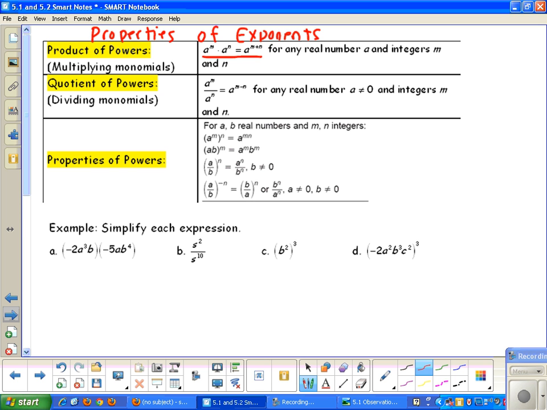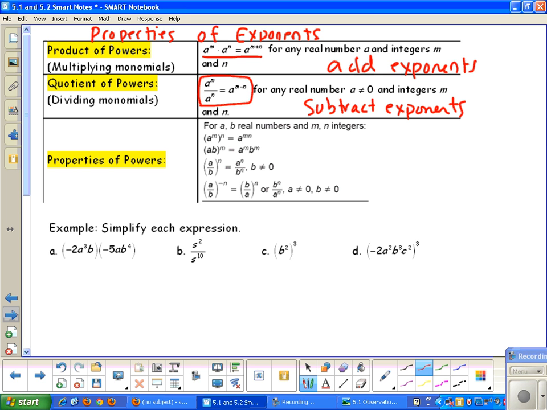When you divide two things, that means you're finding the quotient. So the quotient of powers would be when you subtract the exponents. So here you add the exponents, and here we subtract the exponents.